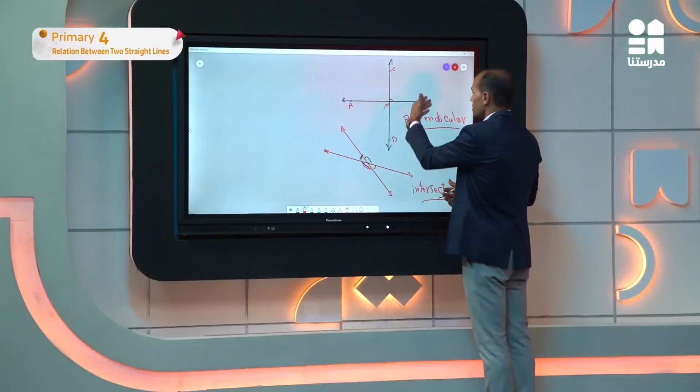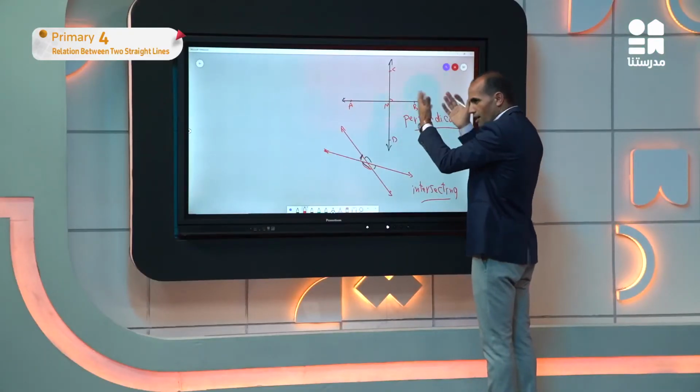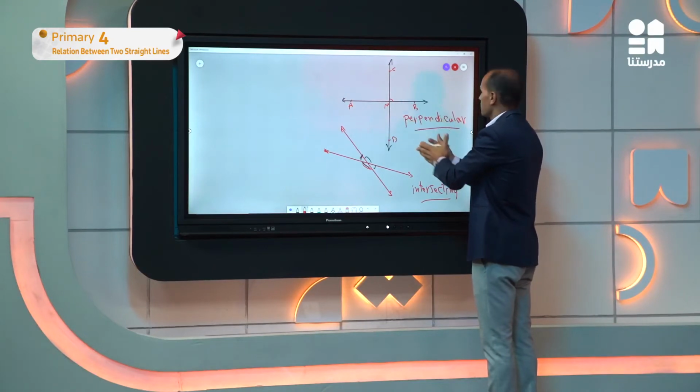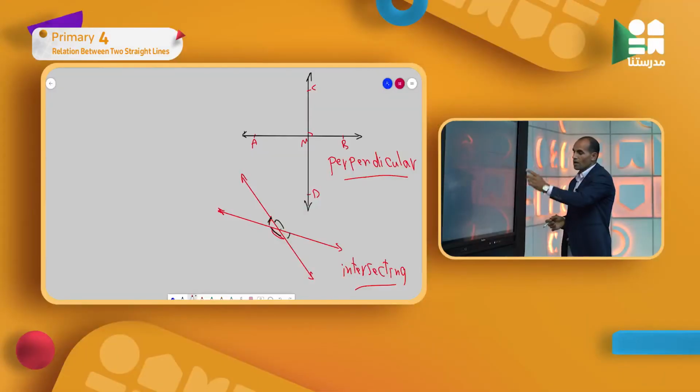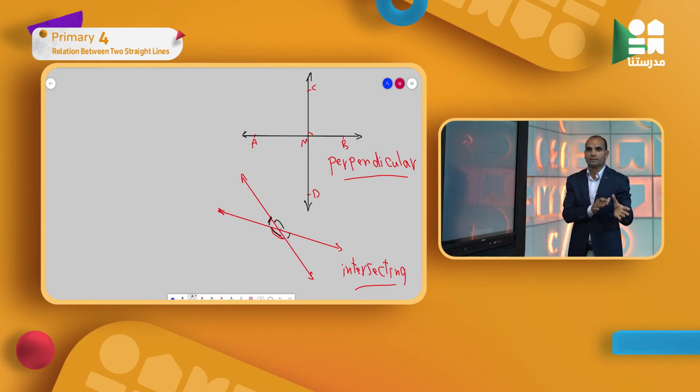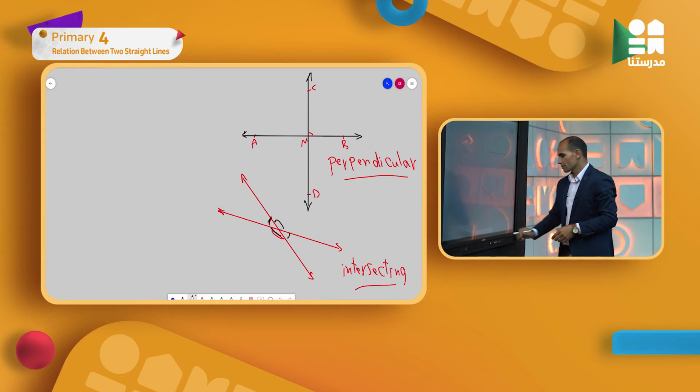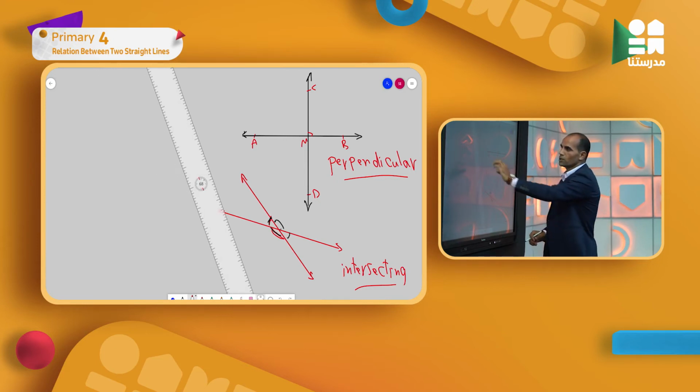So if I say intersecting only, I mean the ones that are not perpendicular. But the perpendicular ones are of course intersecting at the same time. So here I can say intersecting and perpendicular, and here I can say intersecting and not perpendicular. Why? Because the angle between them is not right. It could be acute, it could be obtuse, so I say not right. Now we have another relation between the two straight lines.